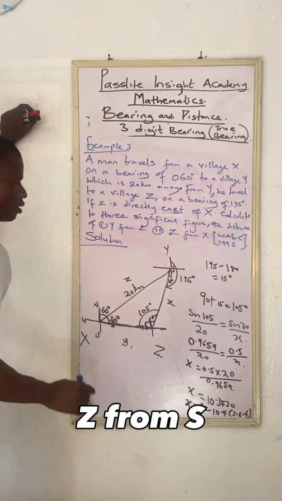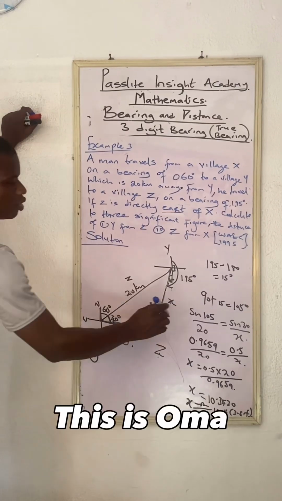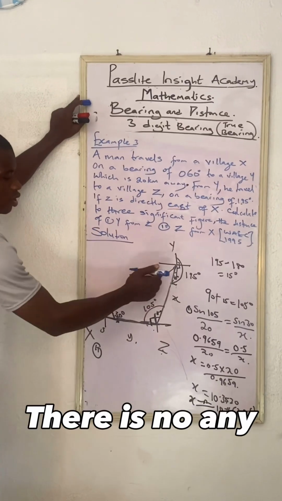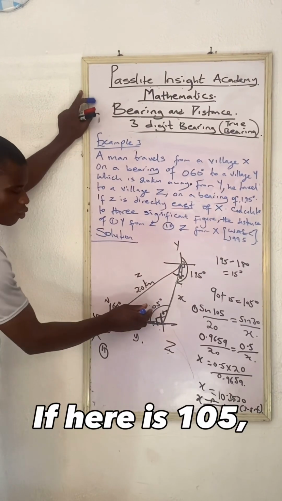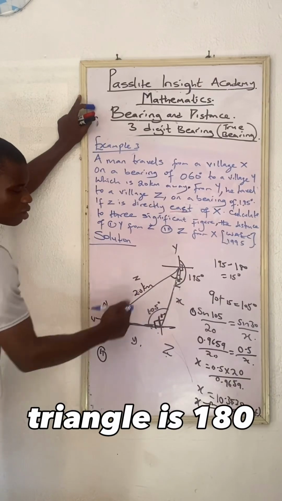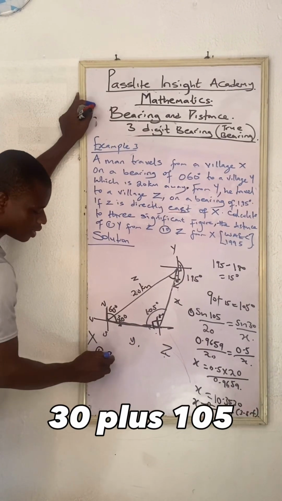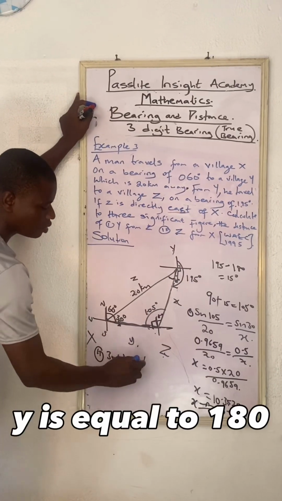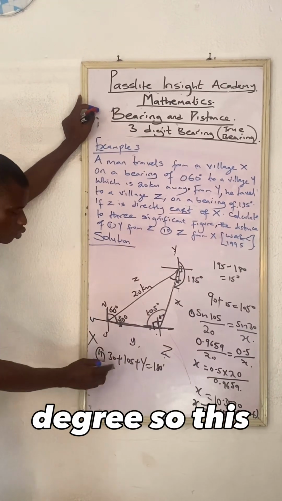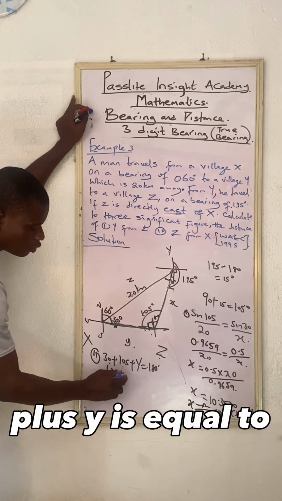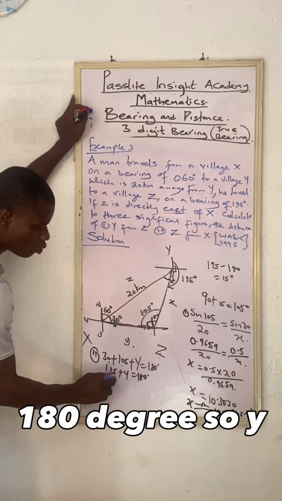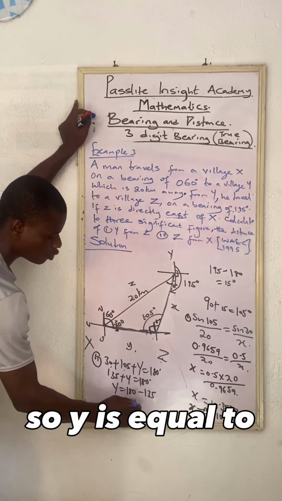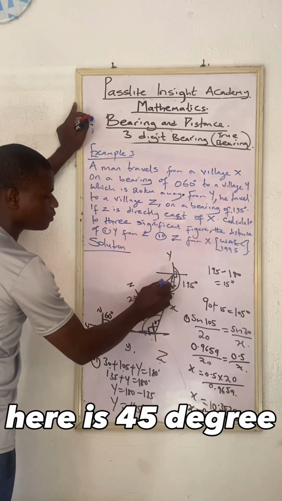Z from S, Roman figure 2; this was Roman figure 1 for today. So Z from S now, there is no angle here, but we can get the angle. If here is 105, here is 30, the sum of angles in a triangle is 180 degrees. So 30 plus 105 plus Y is equal to 180 degrees. So 135 plus Y is equal to 180 degrees, so Y is equal to 180 minus 135, which is 45 degrees. So here is 45 degrees.